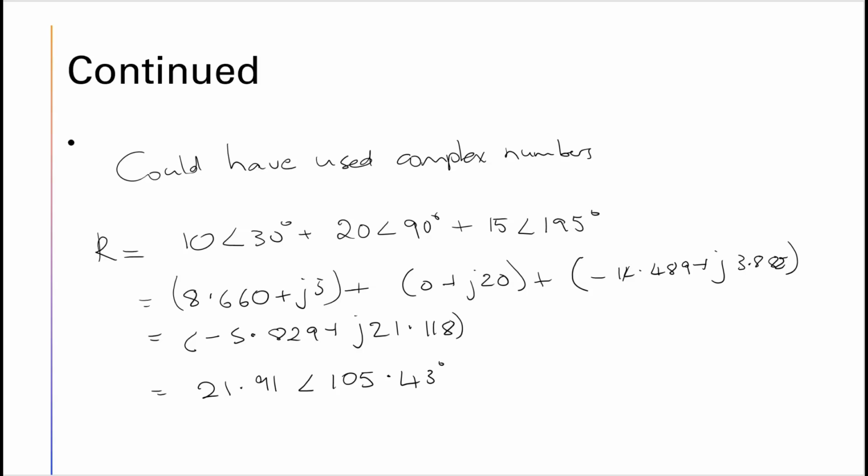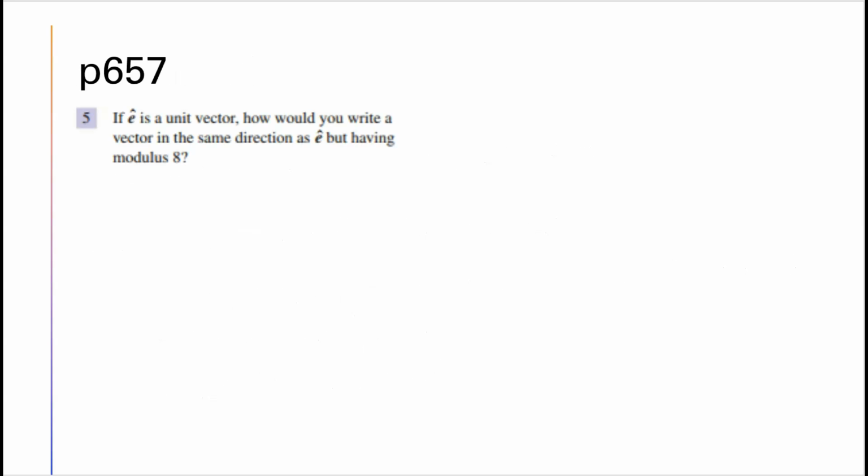And I'm not going to tell you how you need to do it. You can choose which way you do it. Personally, I'd probably go for complex numbers, but that's fine. We need to talk a little bit about unit vectors, and I'll talk about that in the next slide as well. A unit vector just has a length of 1. So the question there says, how would you write a vector in the same direction as E, but having modulus 8? Then you would write 8E.